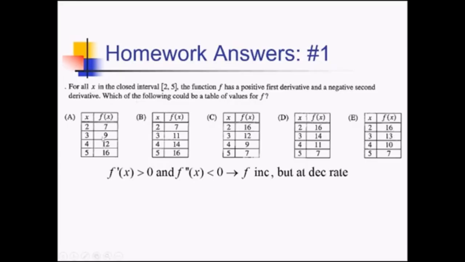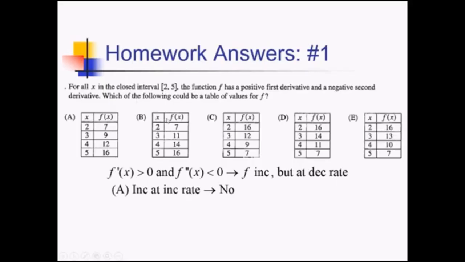So choice A, we go to 7 to 9 to 12 to 16, so that's definitely increasing. Now, how much are we going up? We go from 7 to 9, that's an increase of 2, and then 9 to 12 is 3, 12 to 16 is 4. So we're increasing, but we're increasing at an increasing rate, not a decreasing rate. We're not slowing down. So this cannot be the answer.